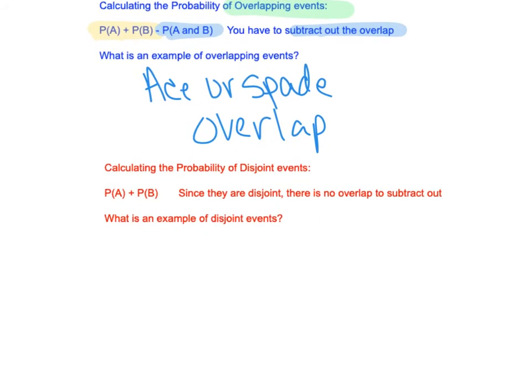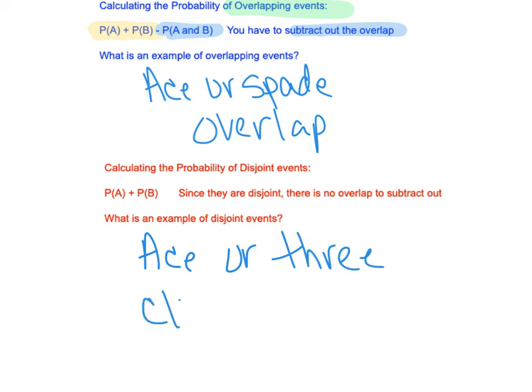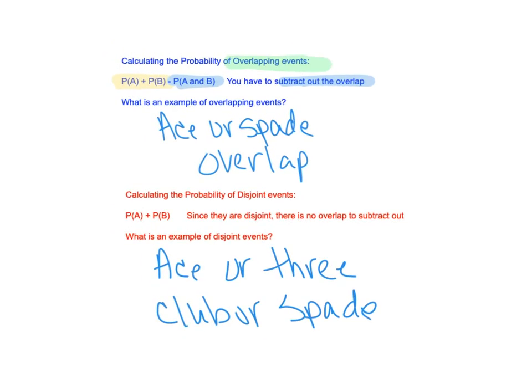So then the next thing is disjoint events. That is basically when one thing doesn't really have anything to do with the other. In terms of a deck of cards, like the probability of an ace or a 3, there are no aces that are also 3s. A club or a spade, there are no clubs that are also spades. So if you have things that overlap, you have to subtract that back out because you don't want to count it twice. And if they are disjoint, then you can just add the two probabilities together.